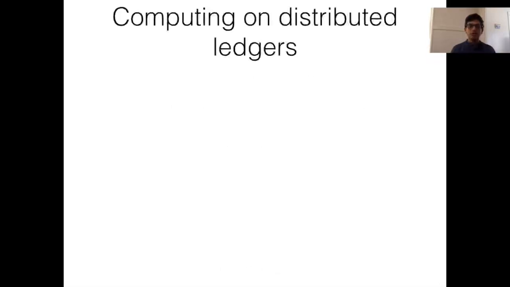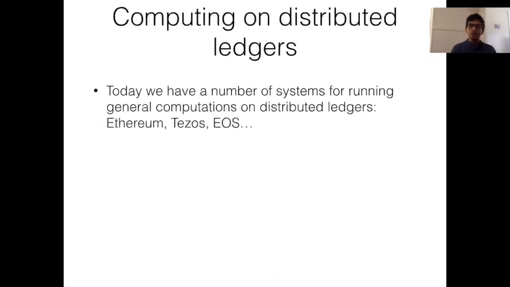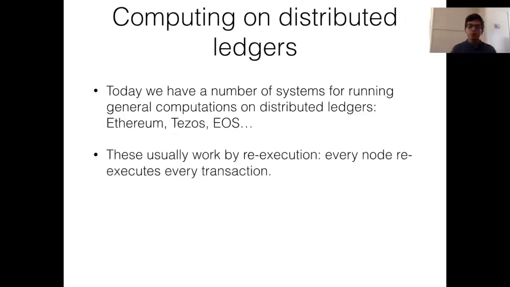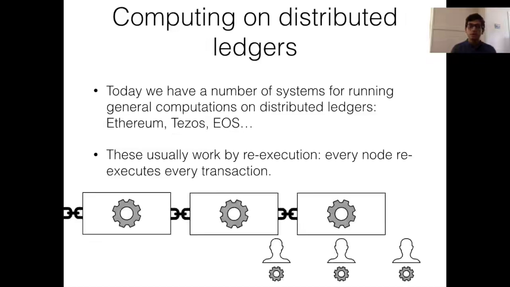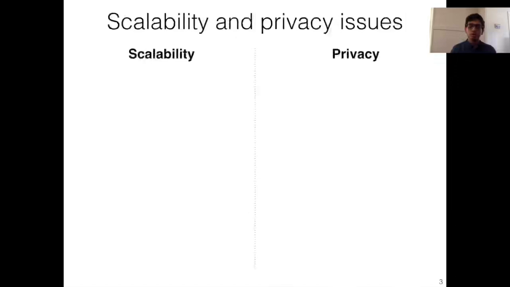Alright, let's get started. So today, if users want to compute on general distributed ledgers, they have a variety of options such as Ethereum, Tezos, EOS, and many more. And the common thread amongst all of these systems is that they all work by re-execution, which means that to verify a transaction, every node has to re-execute every computation inside that transaction. Now, this has implications for both the scalability and privacy of the system.